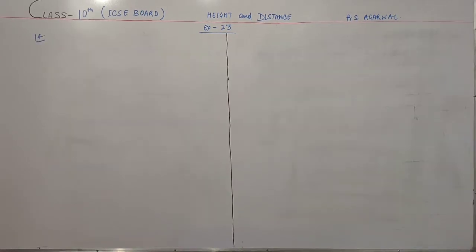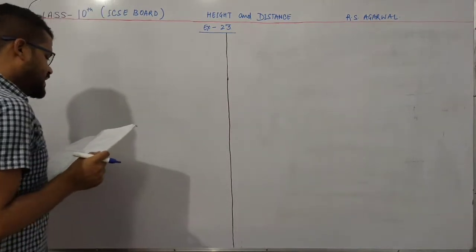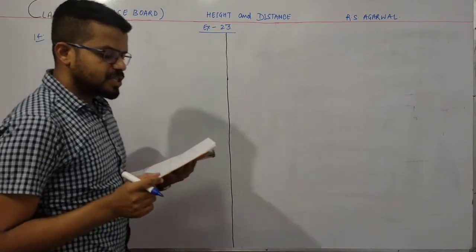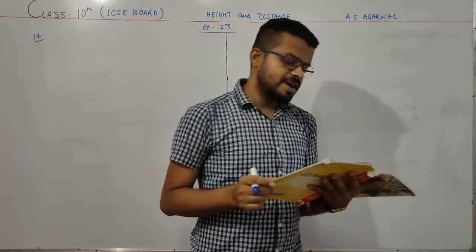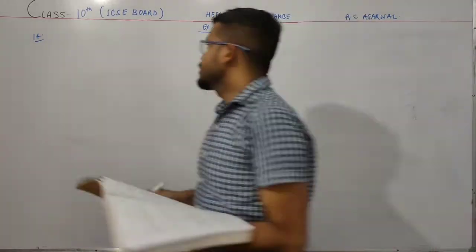Now come to question number 14. A man 1.8 meter tall stands at a distance of 3.6 meter from a lamp post and casts a shadow of 5.4 meter on the ground. Find the height of the lamp post.